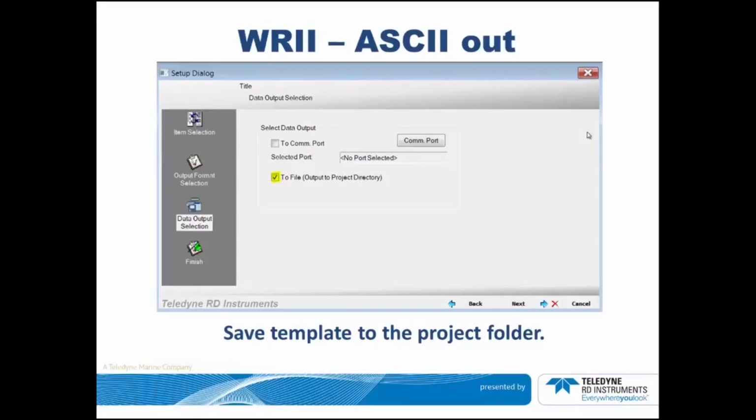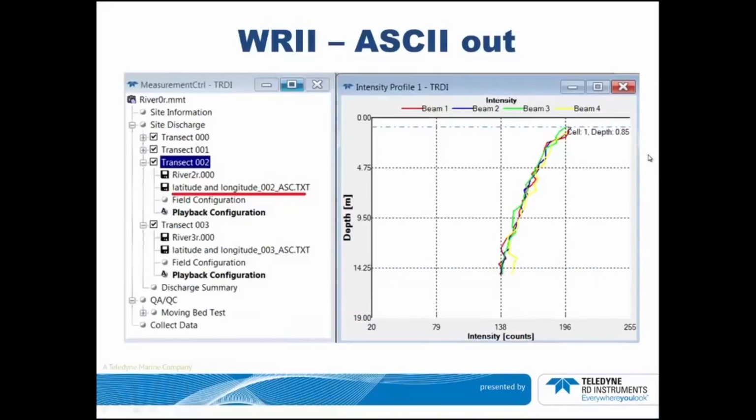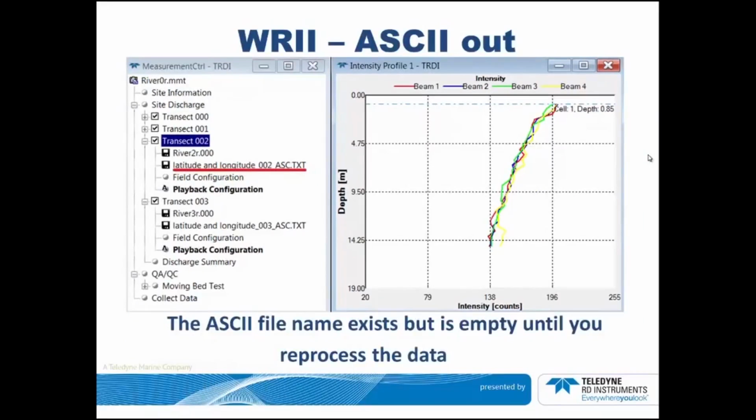Click To File to save the template file. The file is a .ttf and should not be edited using an editor. After proceeding to the end of the wizard, you will now see the ASCII output name in the measurement panel under each of the transect file names. Here it is highlighted in red. At this point in time, the file will be empty.